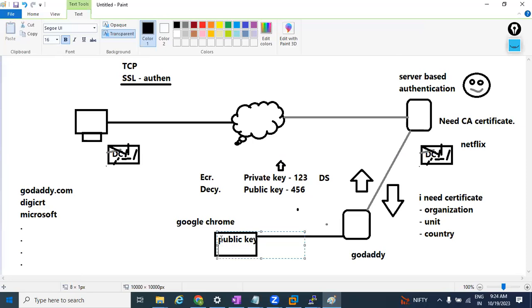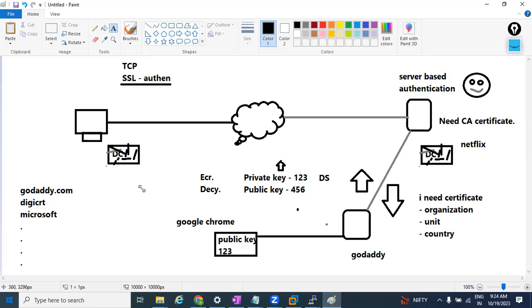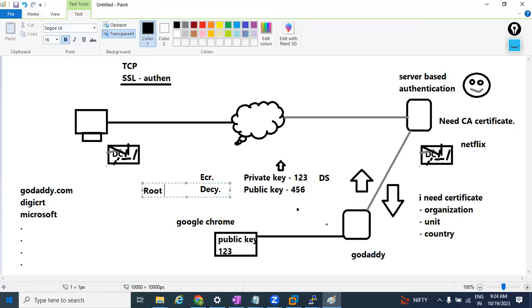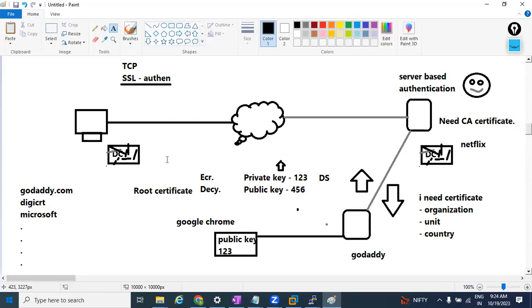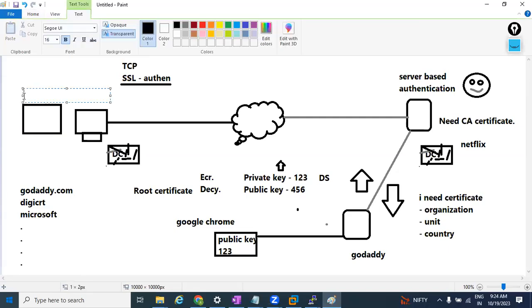And that public key is about what? 1, 2, 3. That public key is known as the root certificate. That concept is known as root certificate. So let's consider I'm using Google Chrome here. In the Google Chrome, I have a root certificate. Root certificate means the public key of GoDaddy.